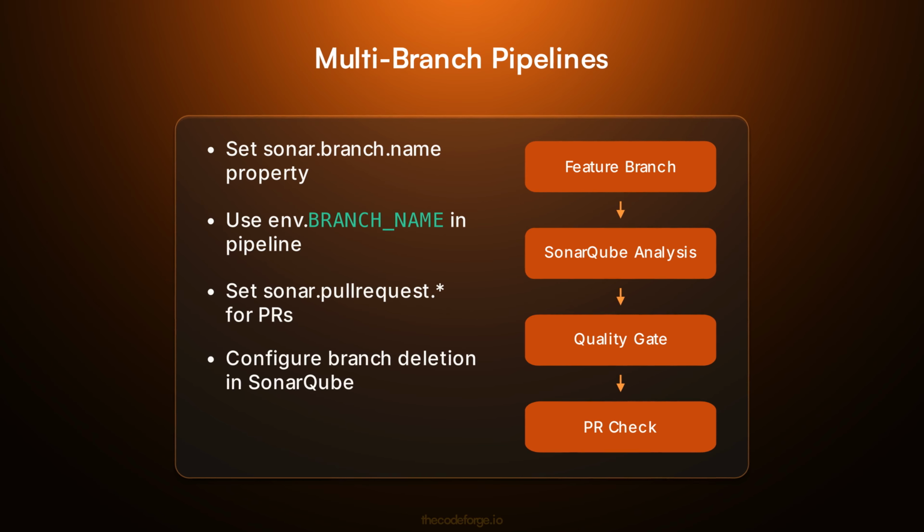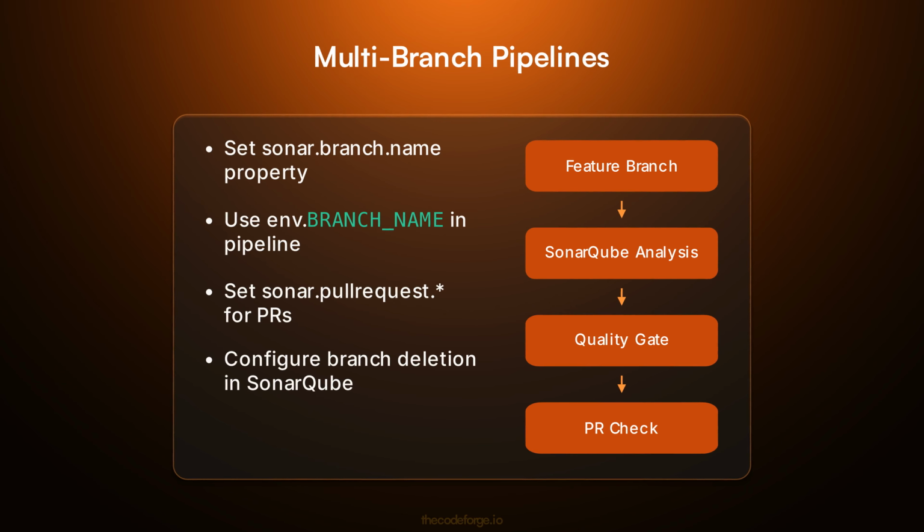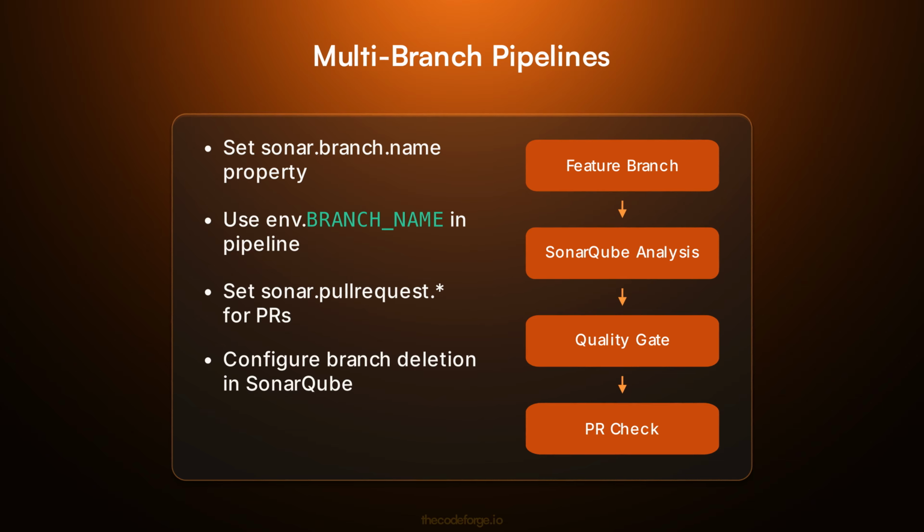For multi-branch pipelines, set the sonar.branch.name property to the branch name so SonarQube analyzes each branch independently. For pull requests, also set the pull request key, branch, and base to get accurate results.